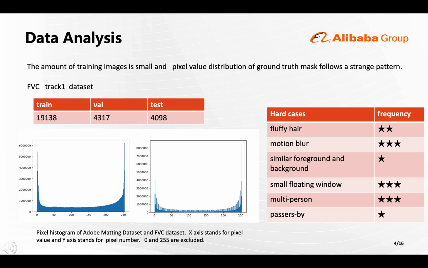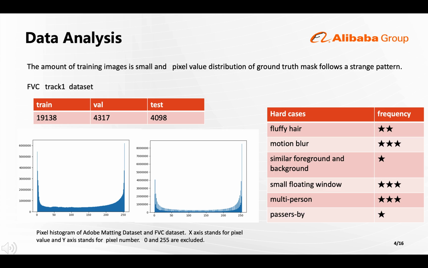The train set of Track 1 consists of 19,138 images. We show the histogram of the pixel values in all provided masks. The x-axis indicates pixel value, and the y-axis indicates the number of pixels. For better visualization, we do not count the pixel value of 0 and 255.